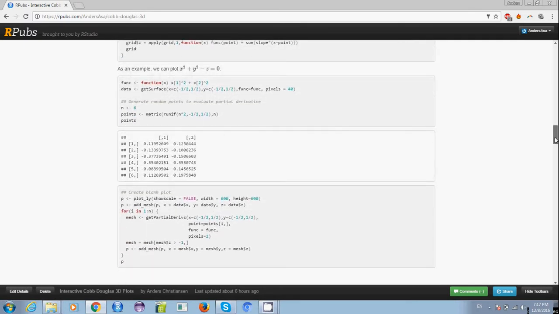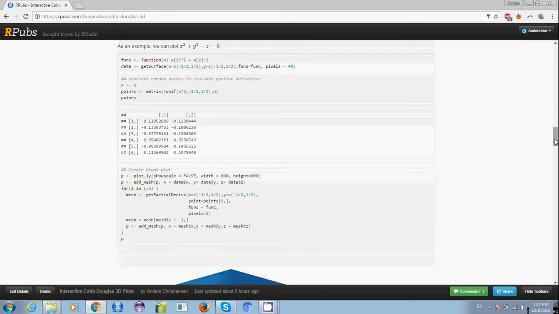As an example, we're going to try plotting x squared plus y squared minus z equals 0, that locus. First, we'll just plot the surface using the getSurface function. Then we're going to generate random points to see if it correctly evaluates the partial derivative. So we set n equal to 6. We generate 6 random points using the runIf function, and that spits out these 6 points where we're going to try to evaluate the partial derivative.